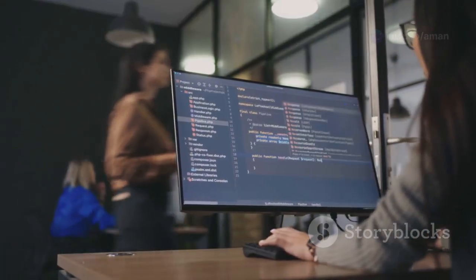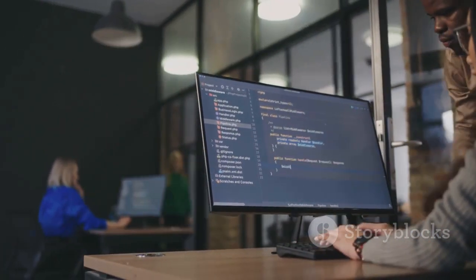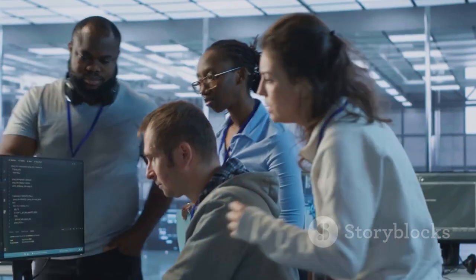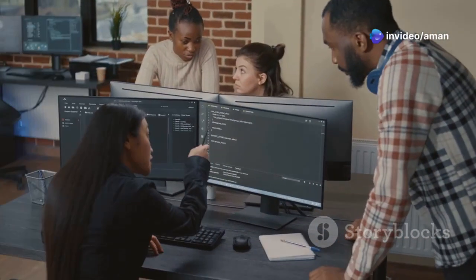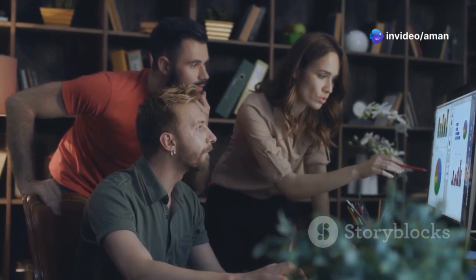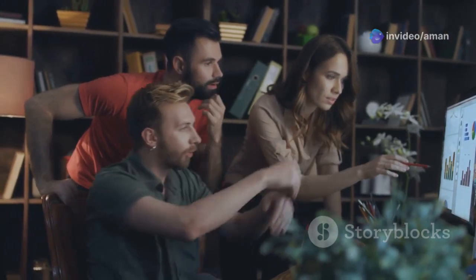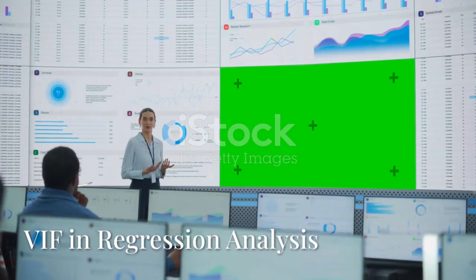By identifying variables with high VIFs, we can address multicollinearity. We can either remove one of the highly correlated variables or combine them into a single variable. This process of checking and addressing VIF leads to more robust and reliable data analysis.